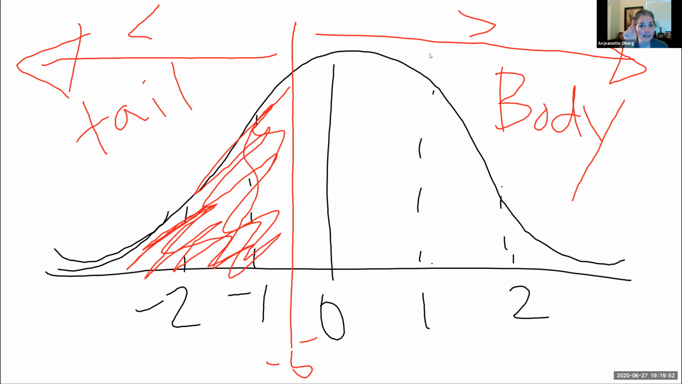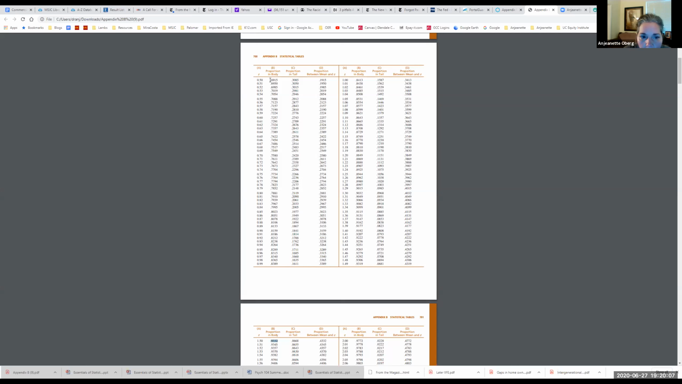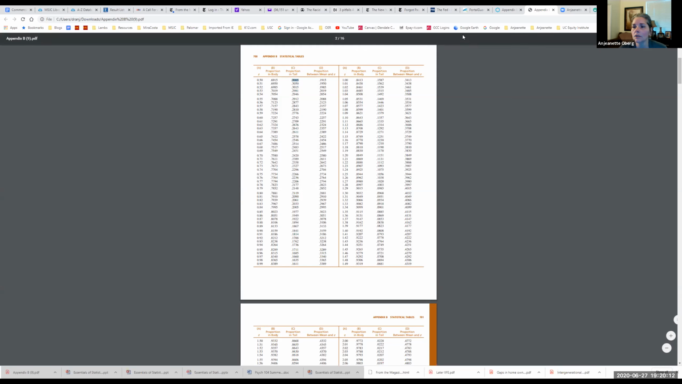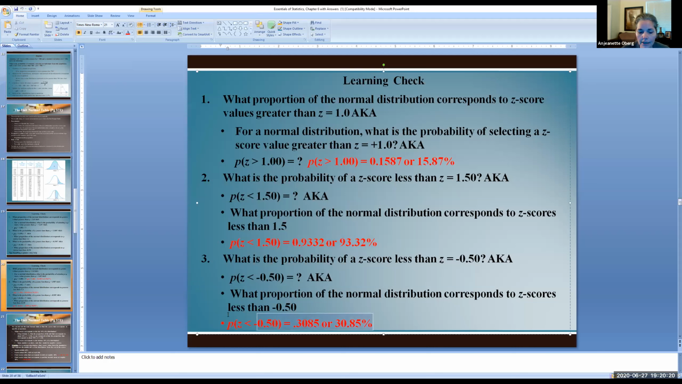And remember, it doesn't give me negatives, but whatever's happening on one side of the mean is also happening on the other because it's symmetrical. So I'm going to look up a z-score of 0.5, in the tail, it's 30.85%, okay? So let's go back to our presentation. And it's 30.85%, okay?